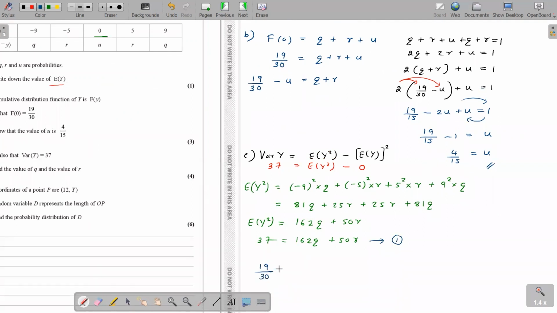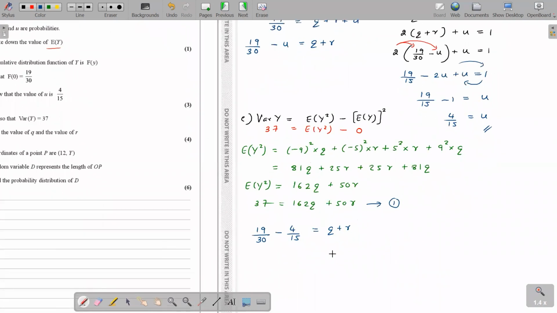19 over 30 minus u is 4 over 15 equals q plus r. So what do we get here? How much is it? 11 over 30. So these are the two equations: q plus r equals 11 over 30, and 162q plus 50r is 37.